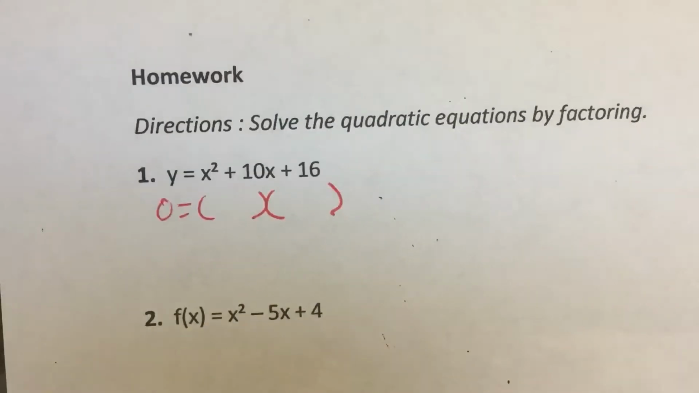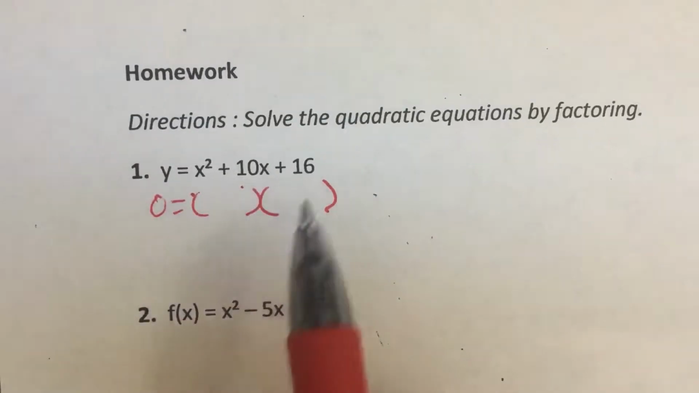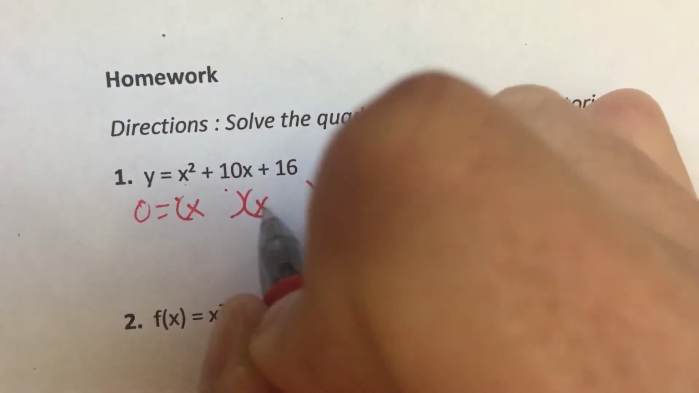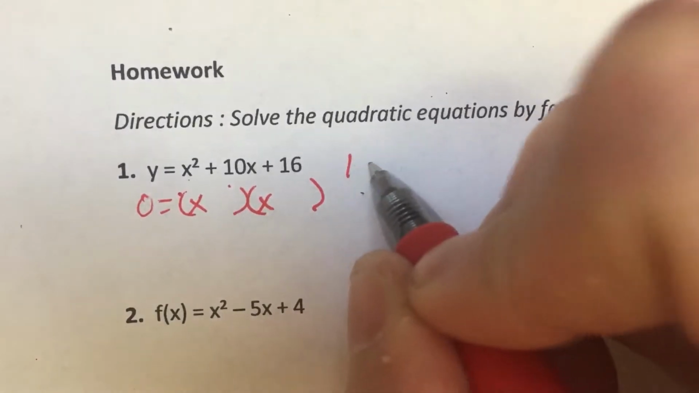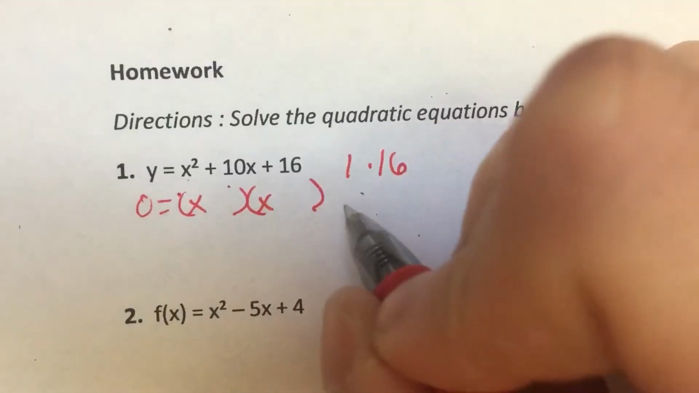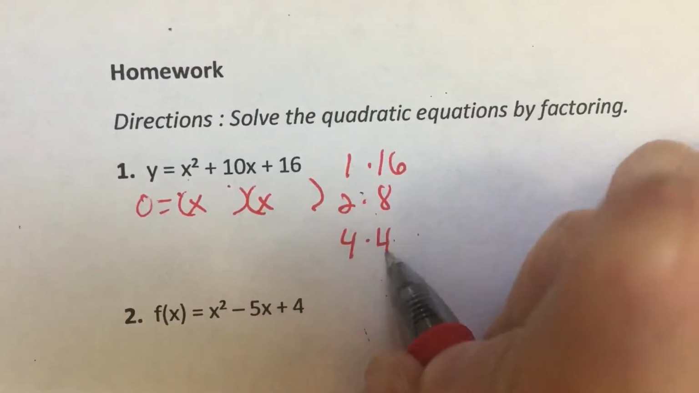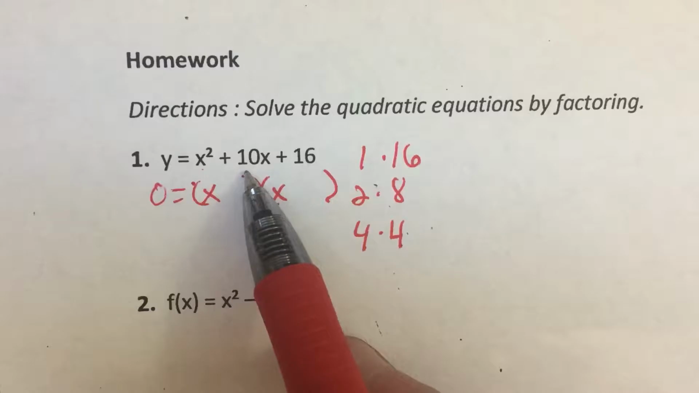Open up your 2 parentheses whenever you have one of these quadratic trinomials, 1, 2, 3 terms. Starting with that x squared, that had to have been x times x to make x squared. What could have made a 16? 1 times 16 is 16, but so is 2 times 8, and so is 4 times 4. Which of these sets of factors also give me a 10 by adding or subtracting?